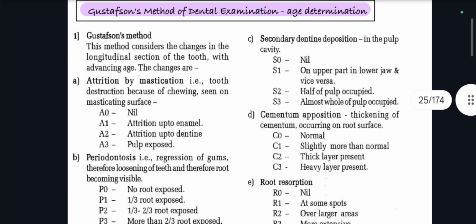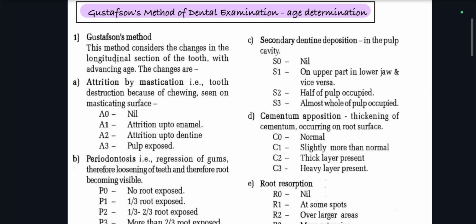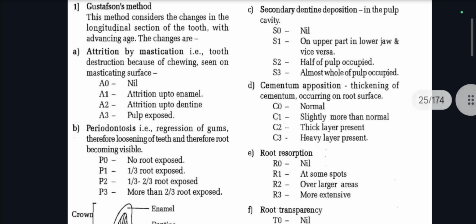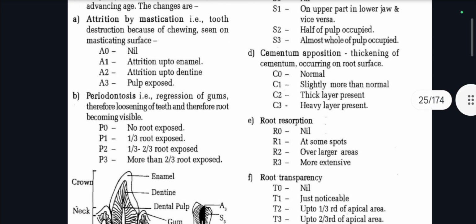So talking about our third point, secondary dentine deposition in the pulp cavity. So dentine deposition is observed in the pulp cavity downwards. Pulp cavity is present below the dentine. So S0 is nil, S1 is on upper part in lower jaw and vice versa. And S2 is half of pulp is occupied and S3 is almost whole of the pulp occupied.